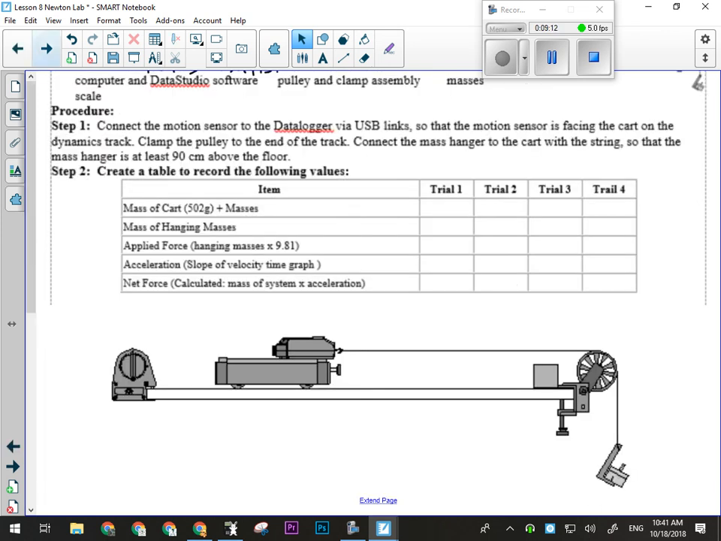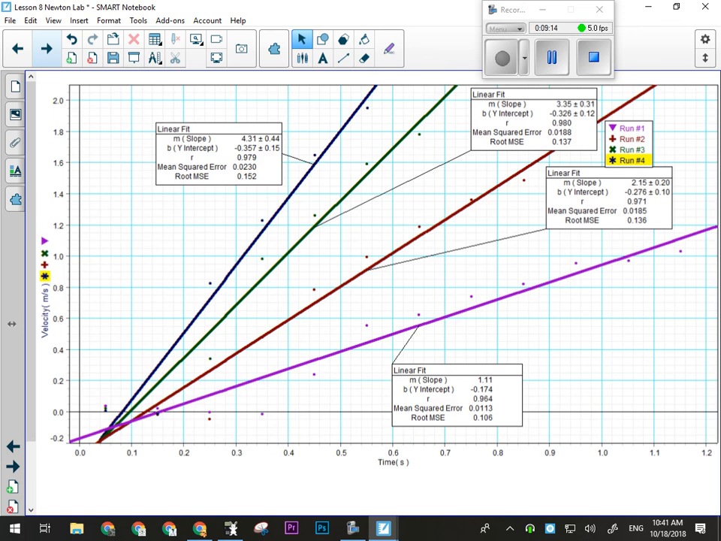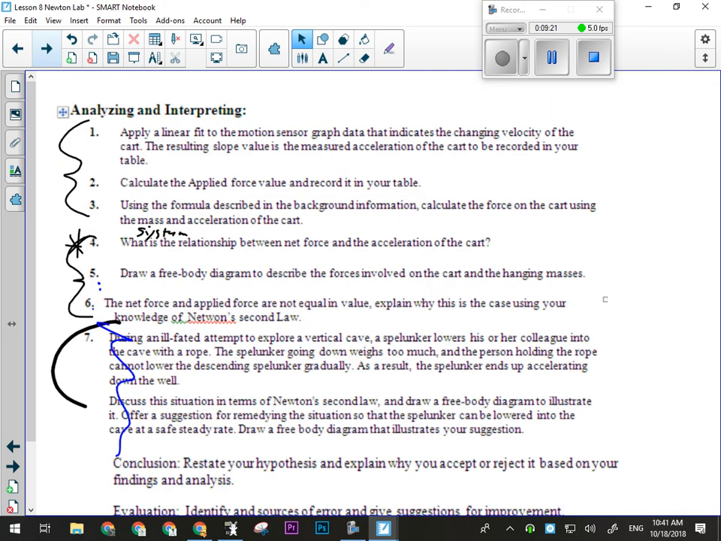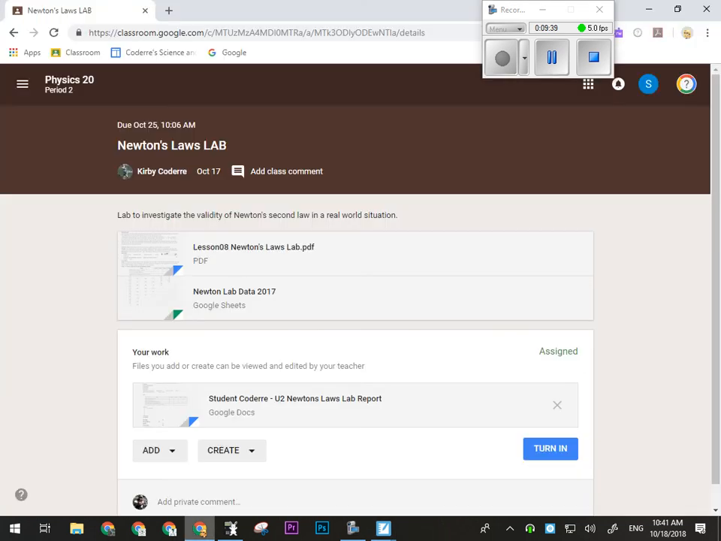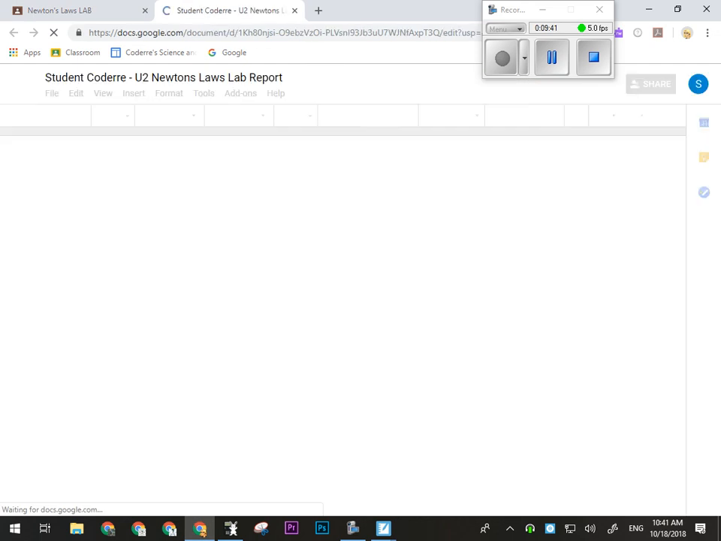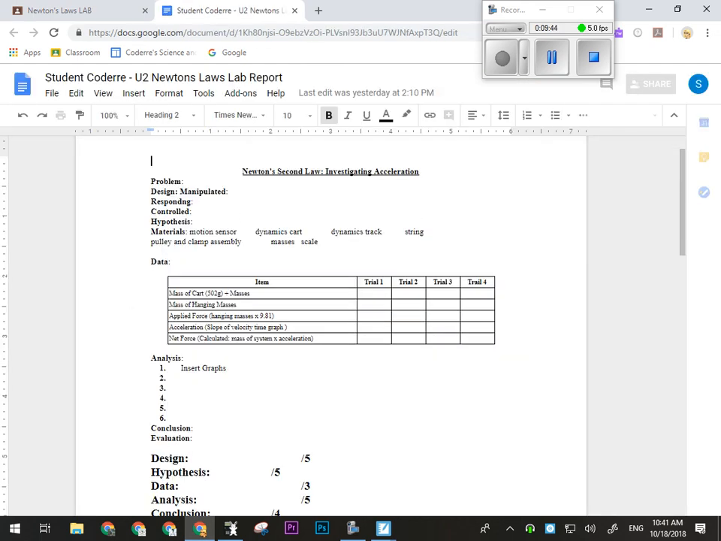Okay, so we'll have that chart, which we already talked about, and then you'll have your graph. It should look something like this. We see ever increasing steeper lines as we go along, right? And then for your analysis and interpretation, basically the first few are just talking about the graph and whatever calculations you need to fill in your data. Number 4 and number 5 are the most important ones. What's the relationship between net force and acceleration? Sorry, I'm just going to bring it up for what it looks like on yours. Oh, and I don't have them on there.